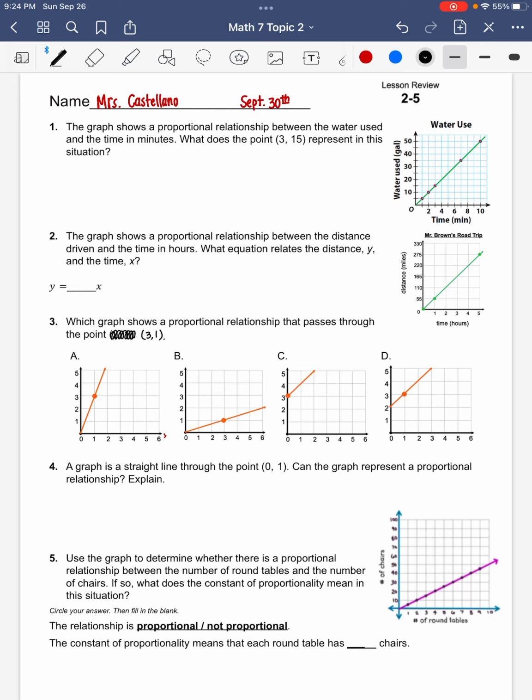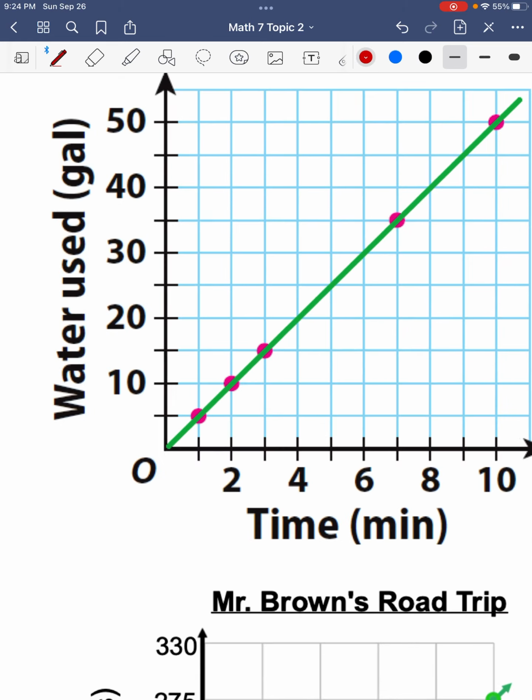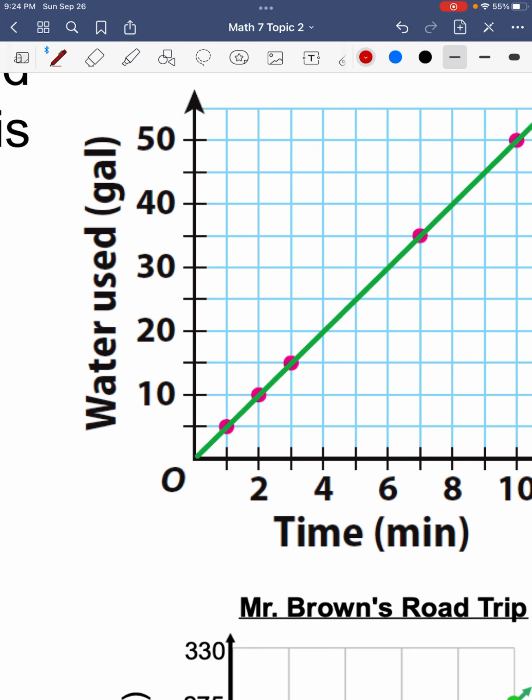Number 1, the graph shows a proportional relationship between water used and the time in minutes. What does the point (3, 15) represent in this situation? So I'm first going to identify that point on my graph. So (3, 15) is going to be this point right here.